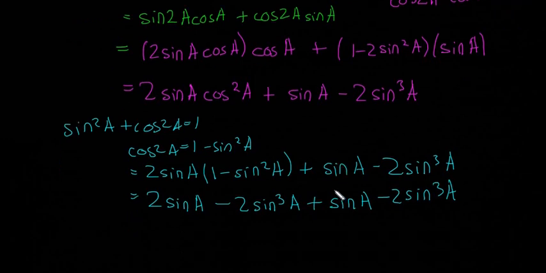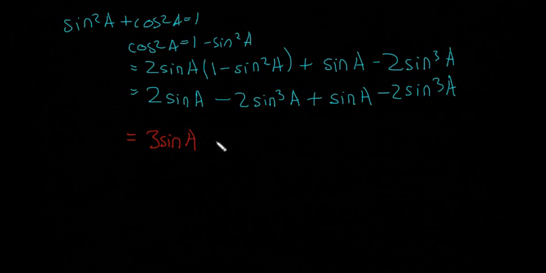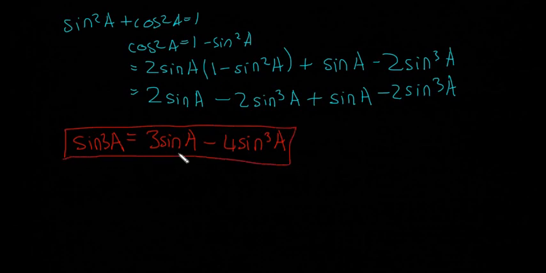So our final answer, if we're going to put all of those together, I'll go red, final answer is going to be 3 sine a minus 4 sine cubed a. So sine 3a, which is originally what they wanted, is equal to that. So that's sine 3a just in terms of sine a.